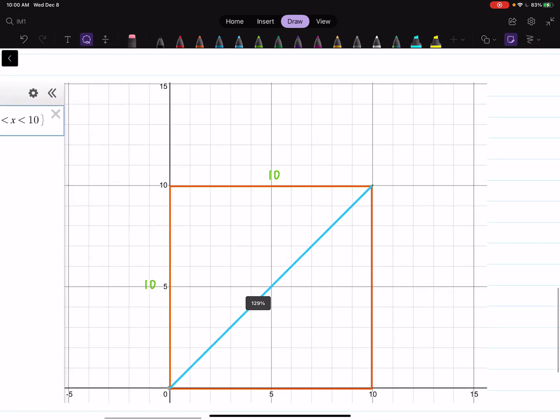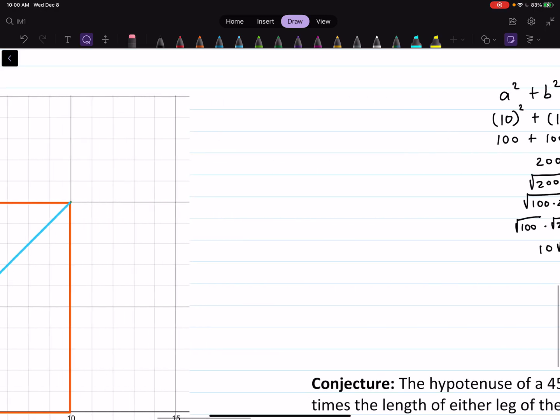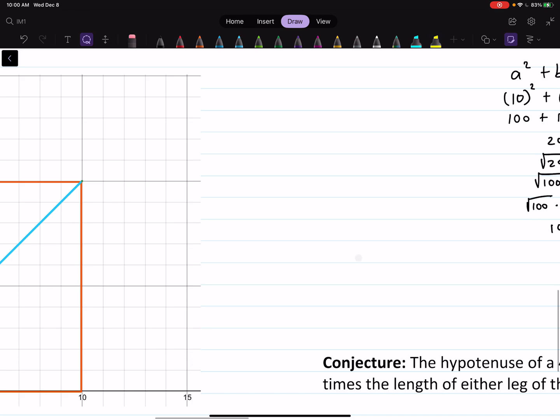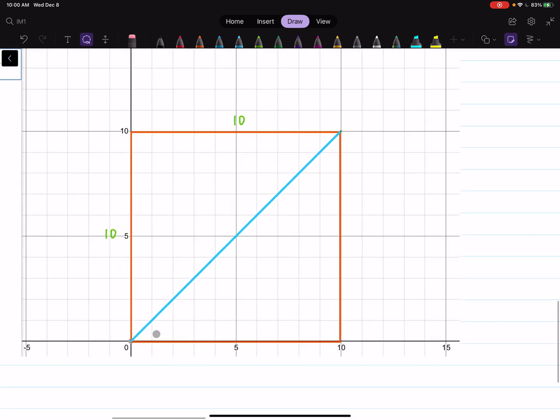So the lengths are 10, right? The lengths are 10. So I'm just gonna put into the equation 10 squared plus 10 squared, and 100 plus 100 is equal to 200, and square root of 200, and then factor out a 2, simplify the 100, and it becomes 10 square root of 2. So the length of this line actually is 10 square root of 2.